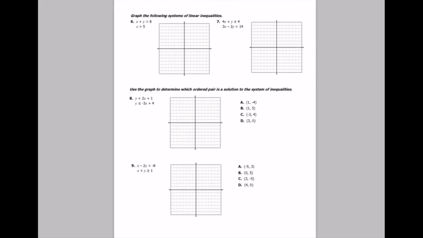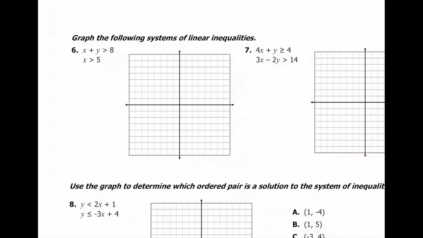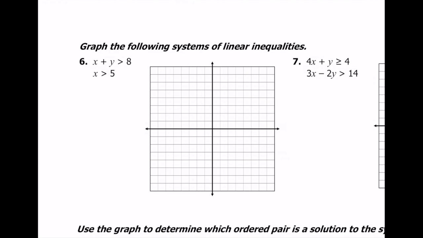Okay, let's move on to the back. We're going to graph the following systems. So for this first one, we just have to subtract x from both sides, and we get y is greater than 8 minus x. So we can put down our first y-intercept. And our slope is negative 1 over 1, so we can go down 1 box and over. Then we fill this in with a dotted line, and this gets shaded above.